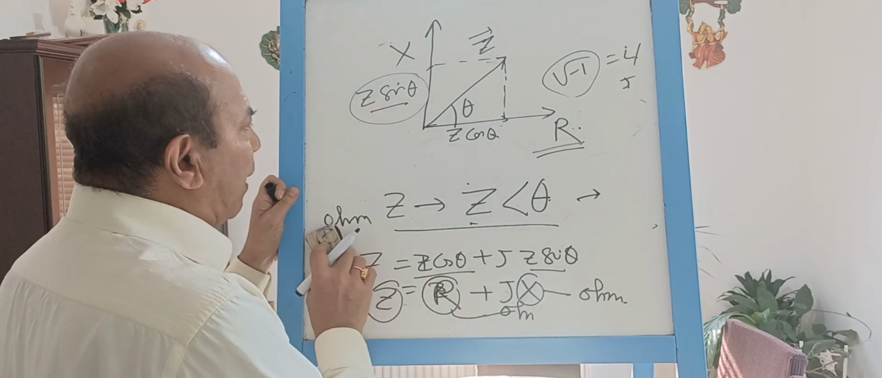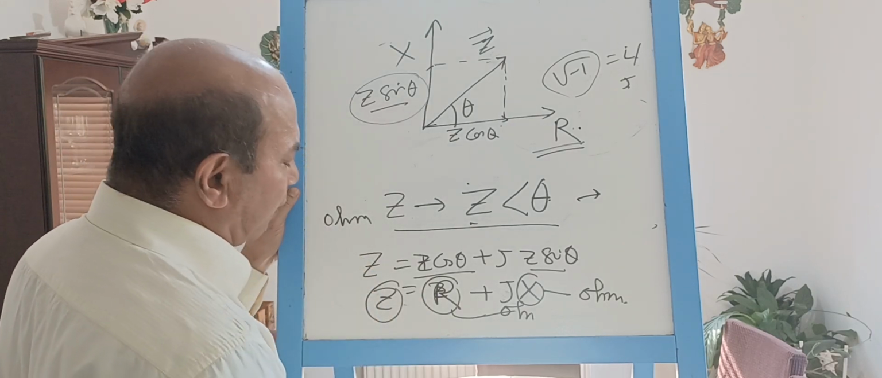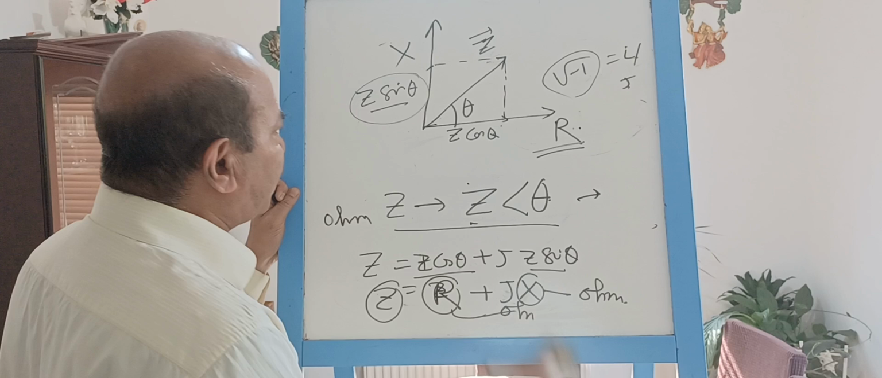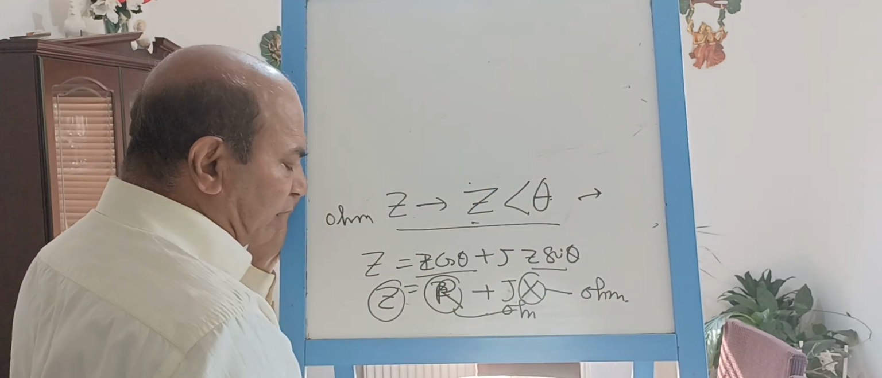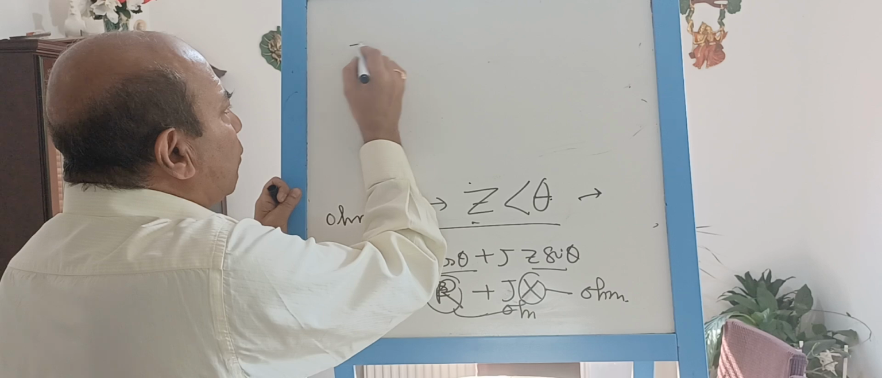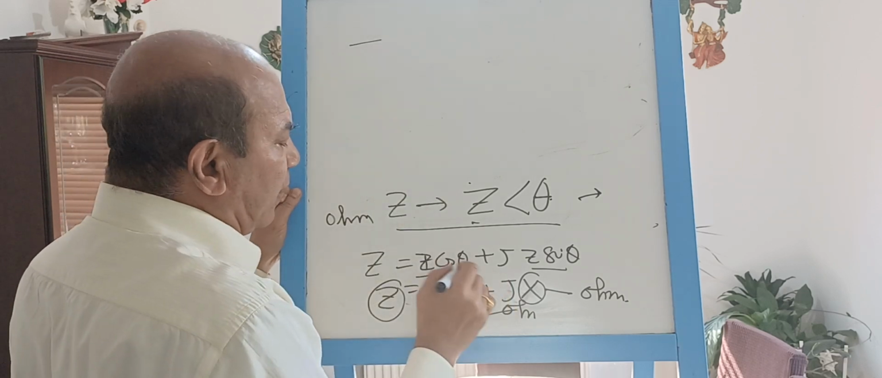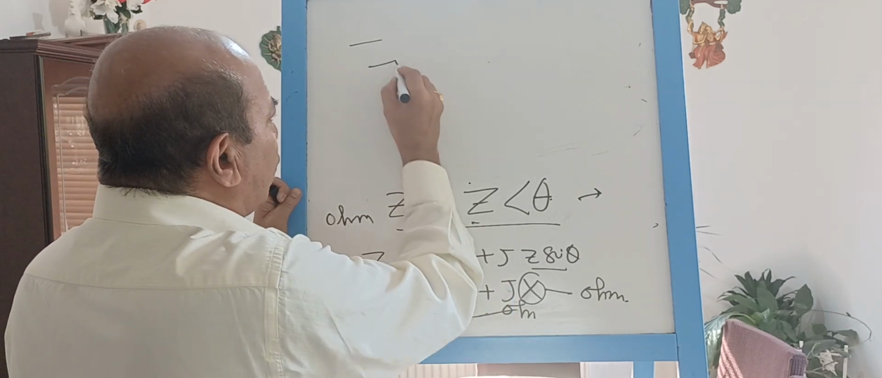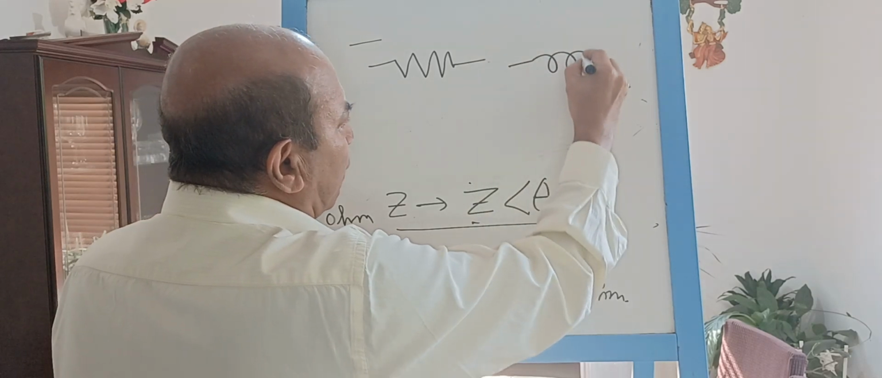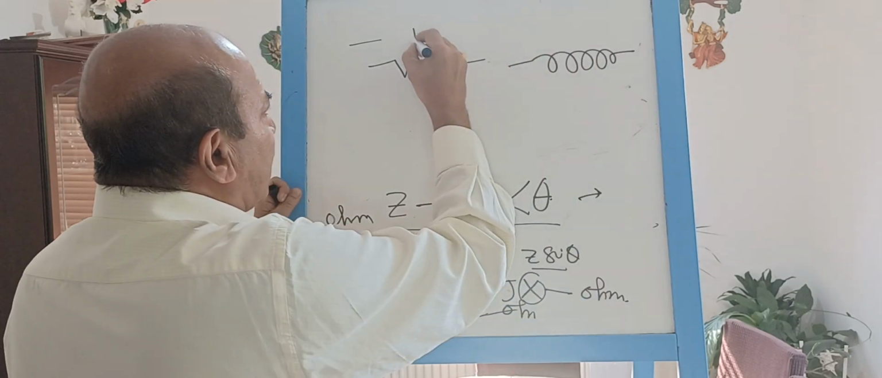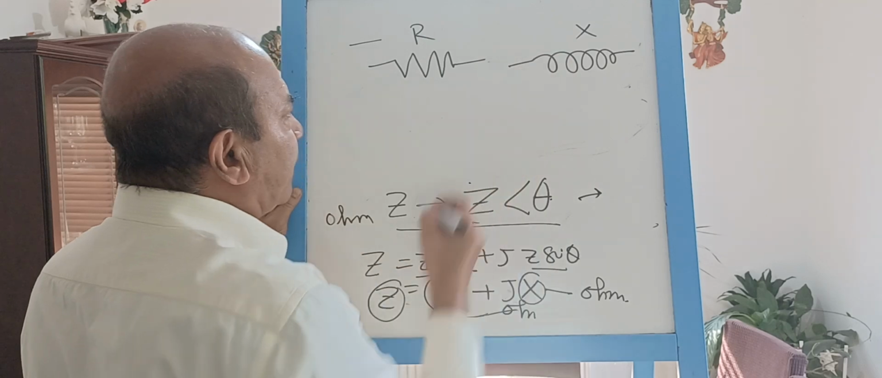But when you go to the parallel circuit, then how do we calculate? In case of series and parallel circuits, suppose there is one resistance. We represent the resistance component like this, but the reactance component we represent like a coil. So this is R and this is X.